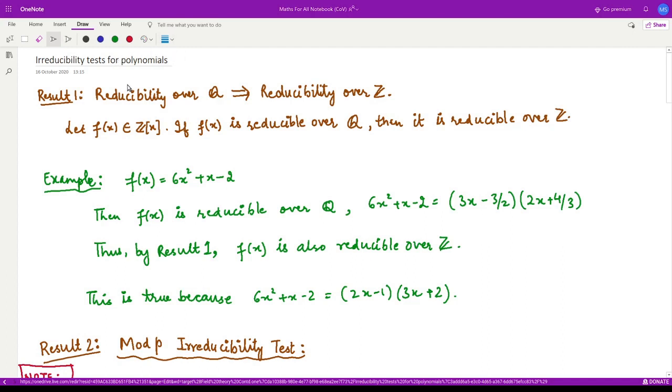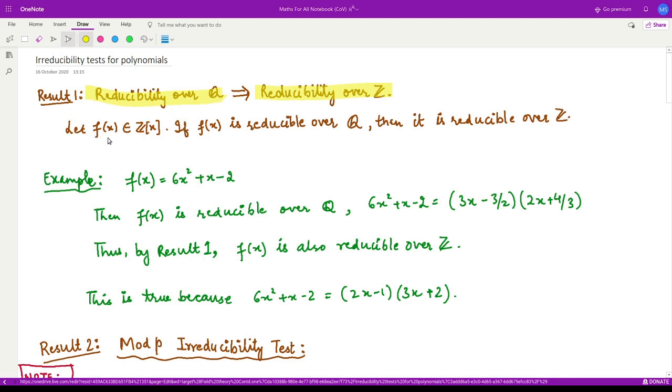In the last video we saw reducibility of a polynomial which is of degree 2 and of degree 3. In this video we shall see some more irreducibility tests for polynomials in a more general sense. So the first result is that reducibility over rationals implies reducibility over integers. That means if you have some polynomial which is reducible over the field Q, that is the field of rationals, then it is also reducible over Z, the integers.